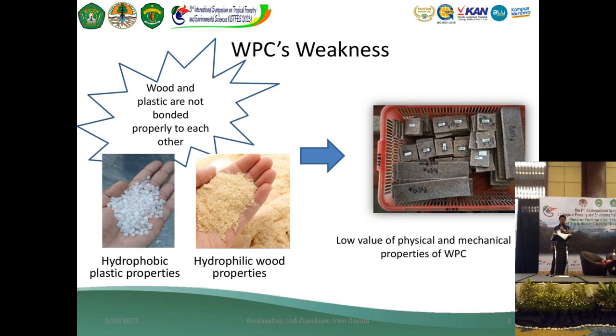In this study, we discuss more about the weakness of WPC. We know that wood and plastic are not bonded properly to each other because they come from different characters. Plastic has hydrophobic properties, it means it doesn't like water. Meanwhile, wood has hydrophilic properties, it means it likes water. So it will later produce low values of physical and mechanical properties of the WPC. Next.